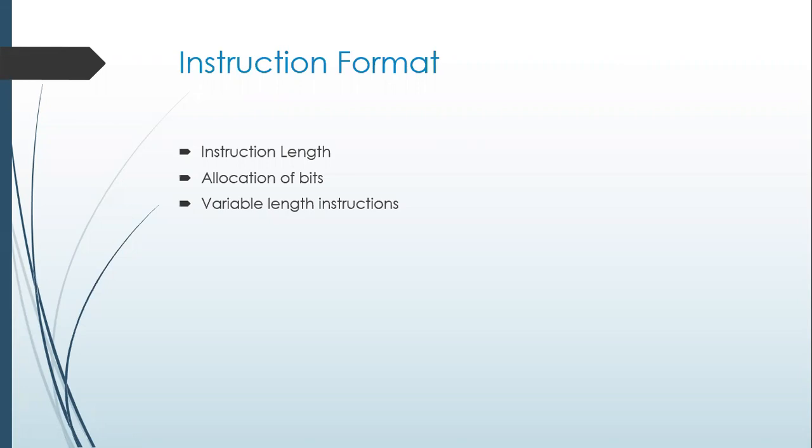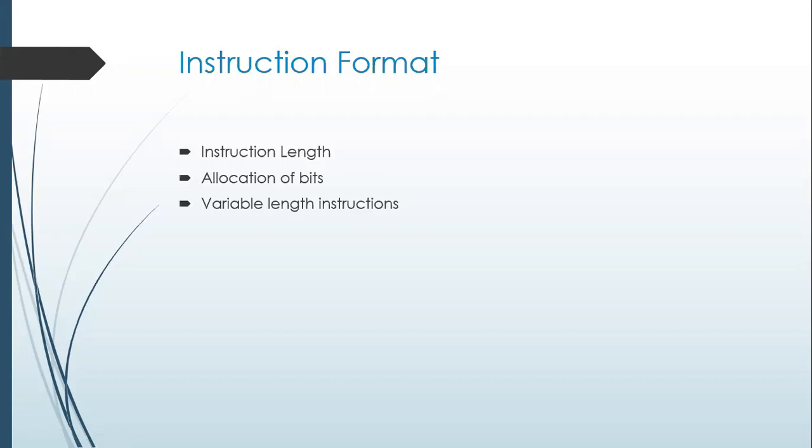Earlier we have seen a simple instruction format where we just assume that 4 bits will be allocated for opcode and the remaining bits will be allocated for specifying the address fields. But we have also talked about different kinds of addressing modes, right? So how to allocate these bits?